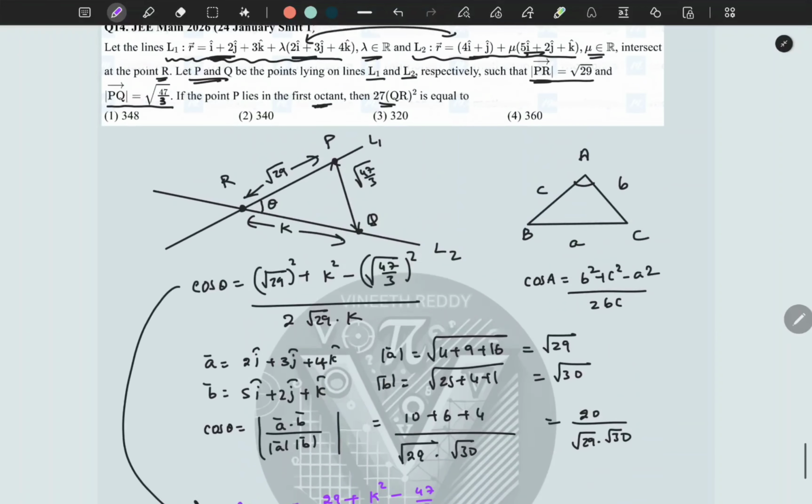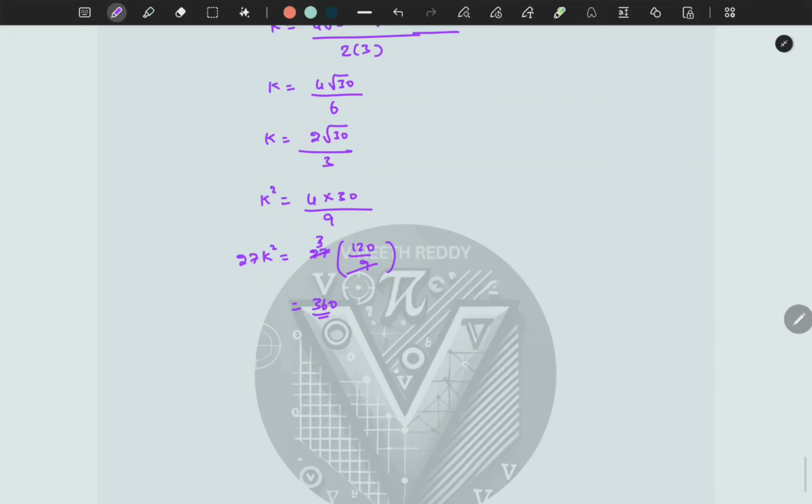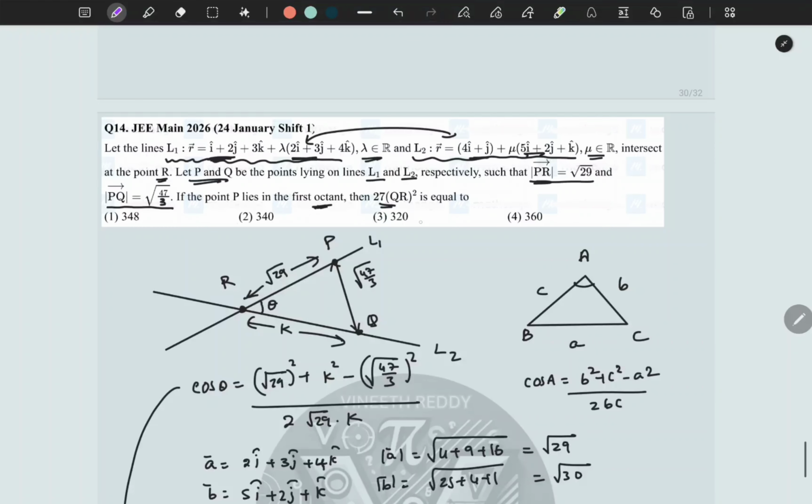So what is he asking here, dear students? He is asking 27 times QR square, where QR is K, so 27 times K square. K square is 4 into 30 divided by 9. So 27 K square is 27 times 120 divided by 9. I think the answer should be 360, right? 120 into 3 is 360.